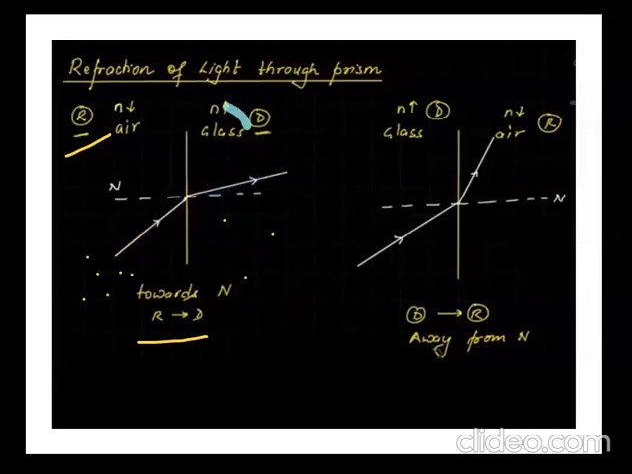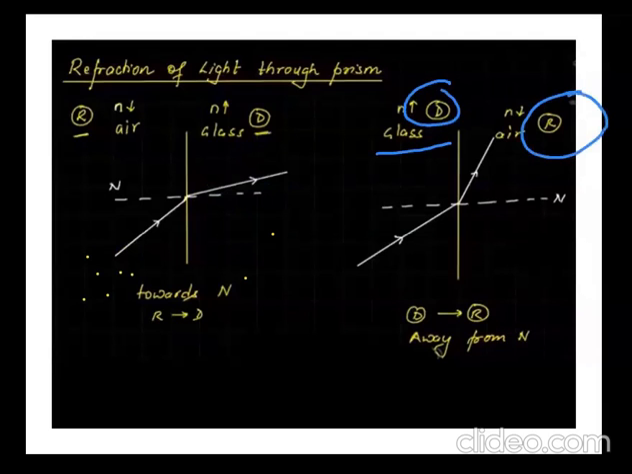Now, when the ray of light enters the prism, it is going to come out also. So it is going from glass towards air, that is, from denser to rarer medium. What will happen? It is not going to go straight. Refraction will occur, but this time, as it is going from denser to rarer, it is going to get refracted away from the normal, and so you can see the ray of light has got refracted away from the normal.